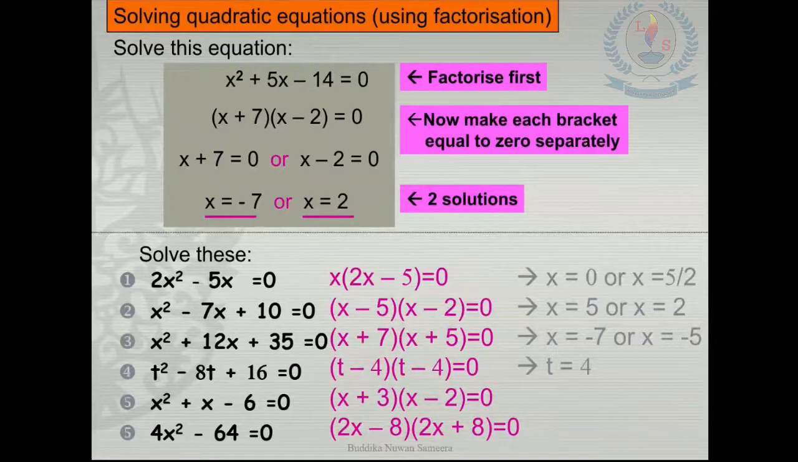Fifth one, where you can equal x plus 3 and x minus 2 separately to 0. So you can get two answers, x equal minus 3 and x equal 2. Last one, when you equal 2x minus 8 to 0, then 2x equal 8, x equal 4. Then when you equal 2x plus 8 to 0, 2x equal minus 8 and x equal minus 4. So the two answers are x equal 4 and x equal minus 4.